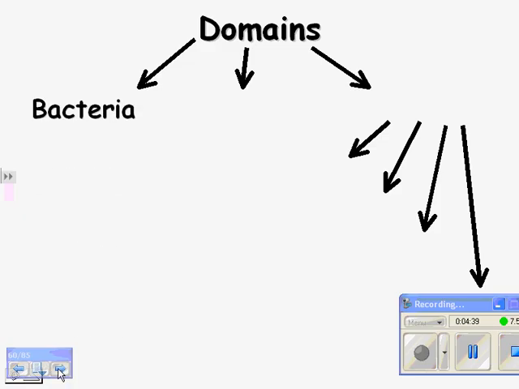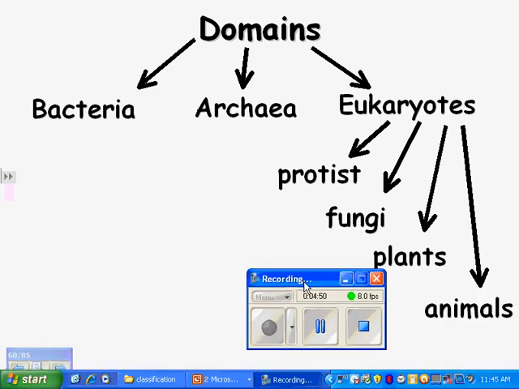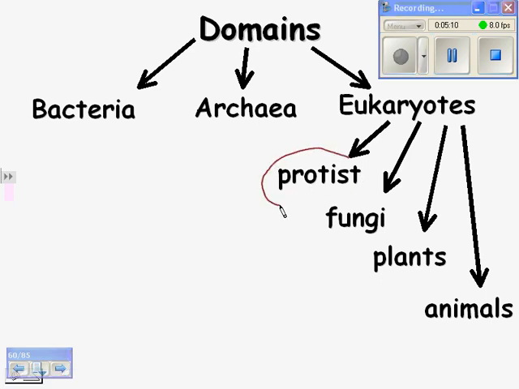So the domains are bacteria, archaea, and eukaryotes. The kingdoms that we're going to do within eukaryotes are protists, fungi, plants, and animals. Now this is a little misleading. There are lots and lots of different types of protists. For example, you are more closely related to fungi and to one type of protist than that protist would be to another. So this really is kind of a strange group.